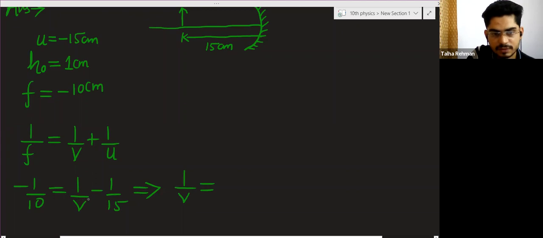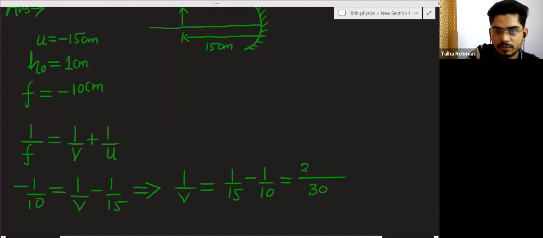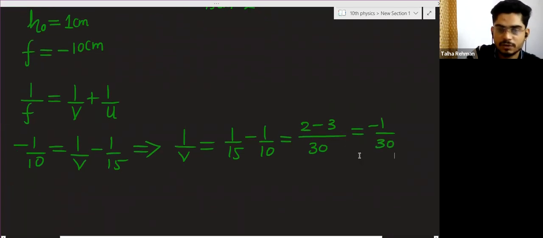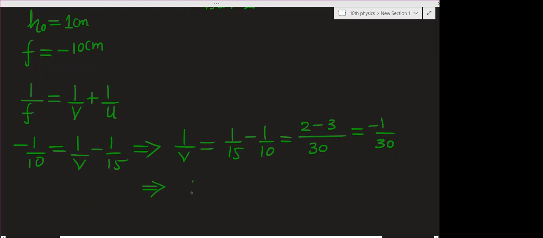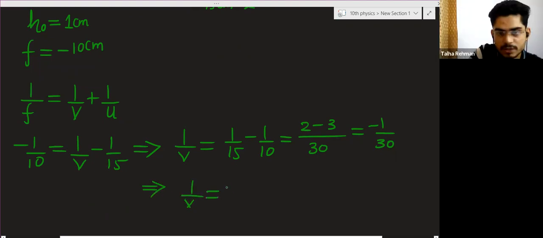If this will be like this, so this will become 1 by 15 minus 1 by 10. The LCM of this will be 30. This will be 3, this will be minus 1 by 30. Do you know these kinds of calculations? Yes, sir. So 1 by v comes out to be minus 1 by 30.